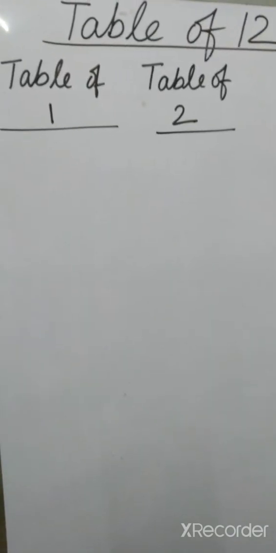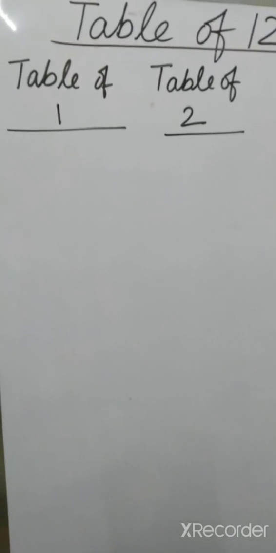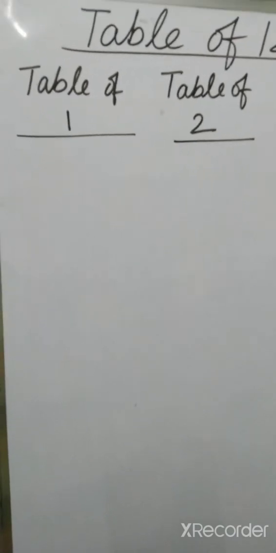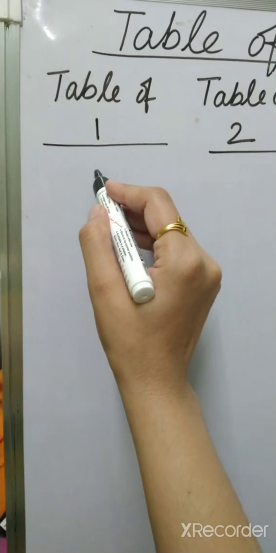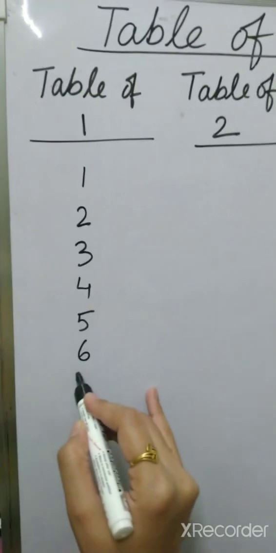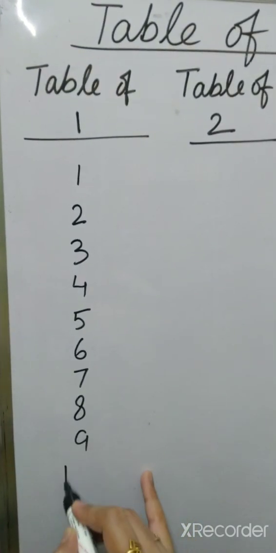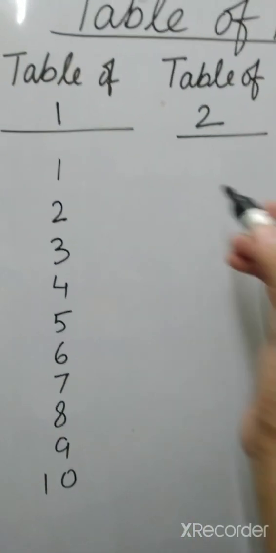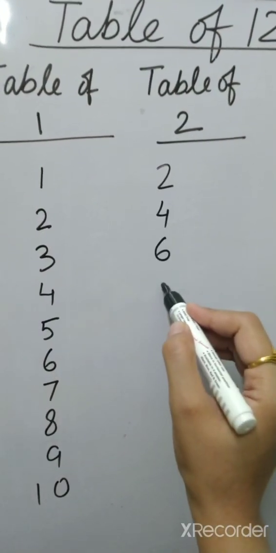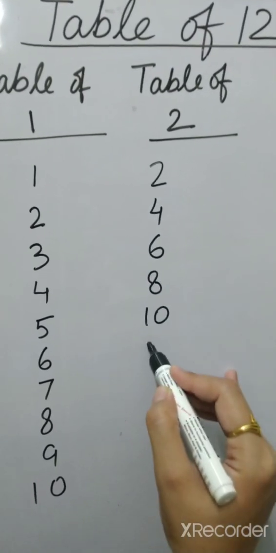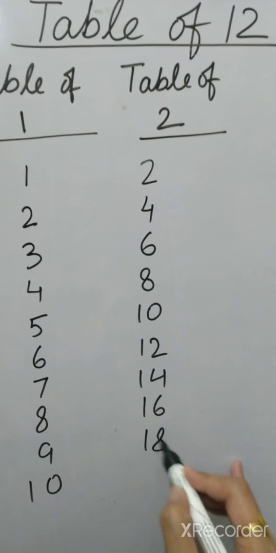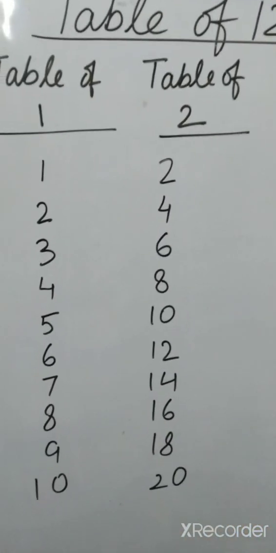Table of 12 seems difficult, but it is not so. For this, you just have to write the table of 1 and table of 2. See, we all know the table of 1. 1, 2, 3, 4, 5, 6, 7, 8, 9 and 10. Right? And the table of 2 is 2 ones are 2, 2 twos are 4, 2 threes are 6, 8, 10, 12, 14, 16, 18 and 2 tens are 20.